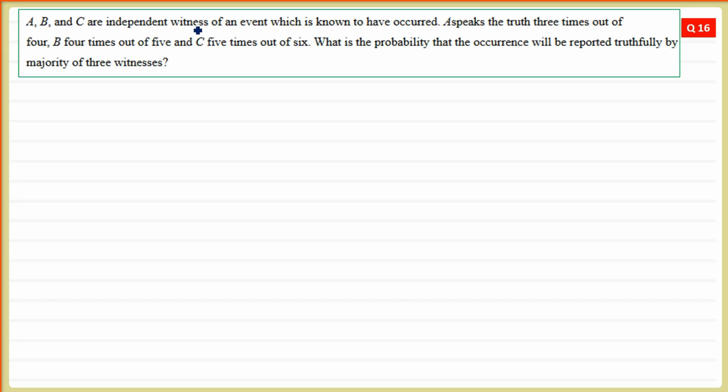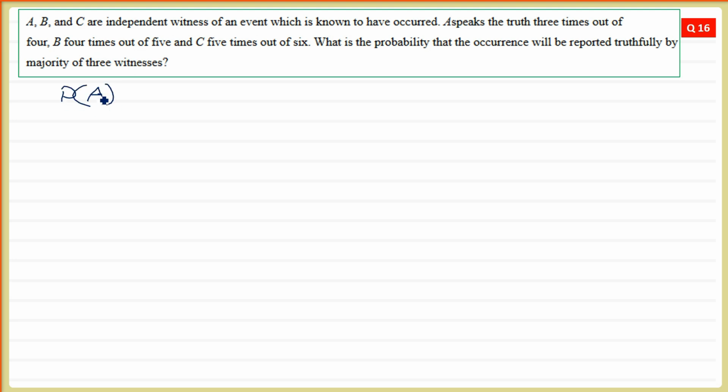A, B, C are independent witnesses of an event which is known to have occurred. These are independent witnesses. A speaks the truth 3 times out of 4, B 4 times out of 5, C 5 times out of 6. What is the probability that the occurrence will be reported truthfully by a majority of 3 witnesses?